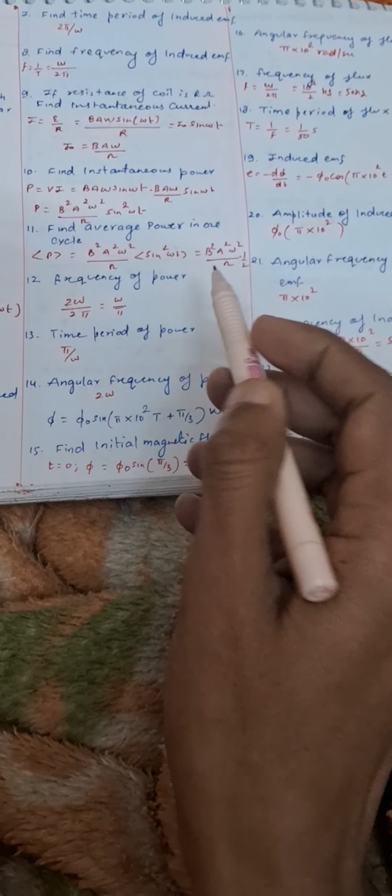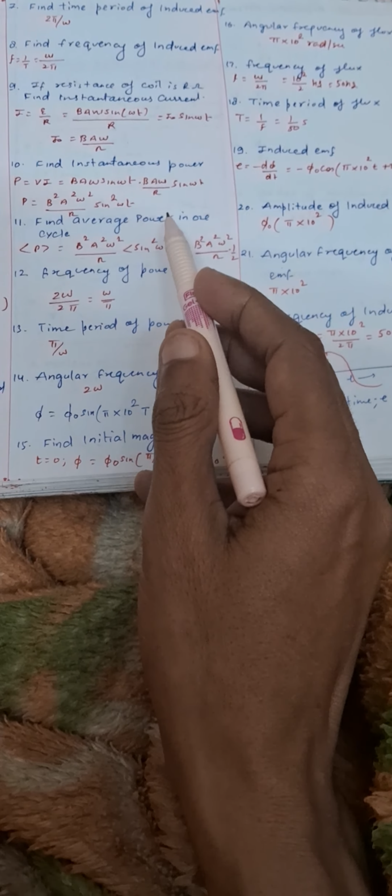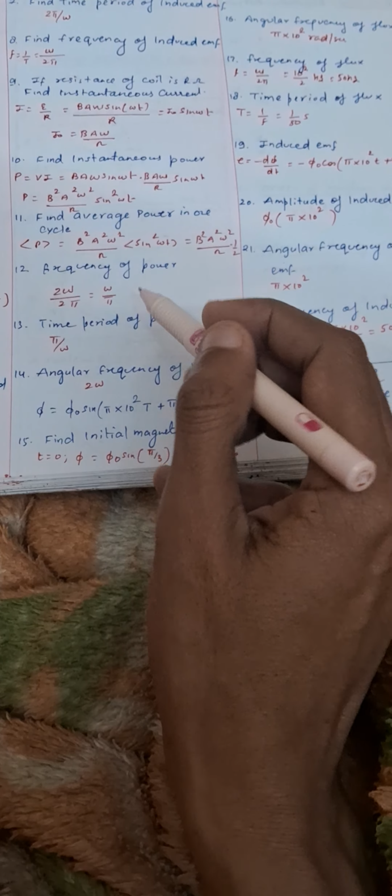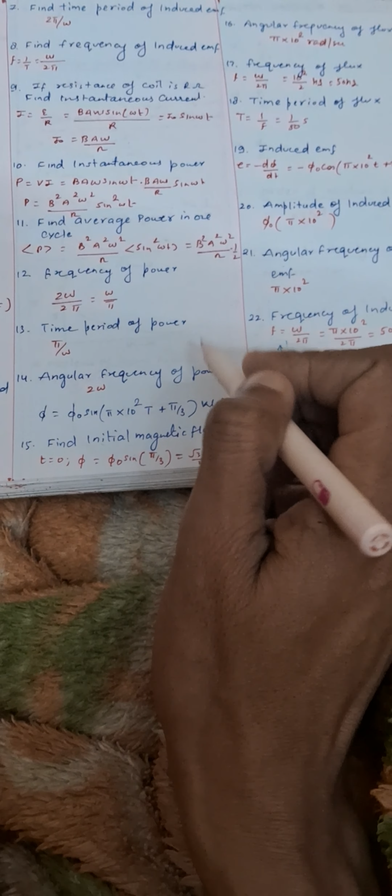Next is frequency of power. Since it is a sin square term, that will be omega by pi. Next is time period of power. It is 1 by frequency, which is pi by omega. Next is angular frequency of power. That will be 2 omega.